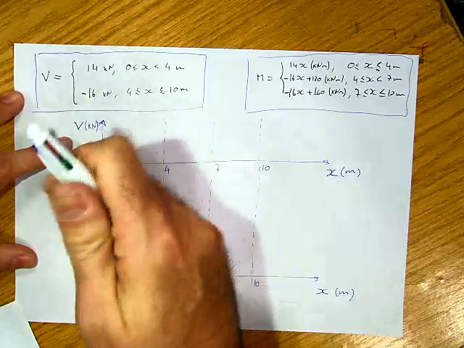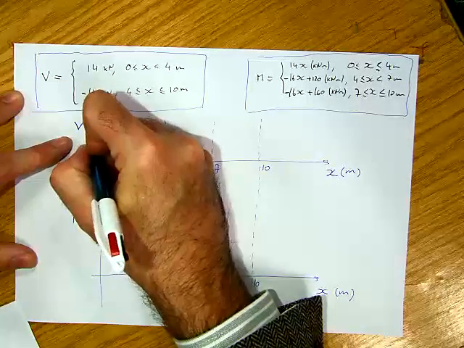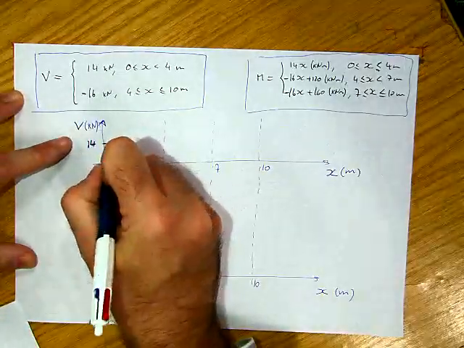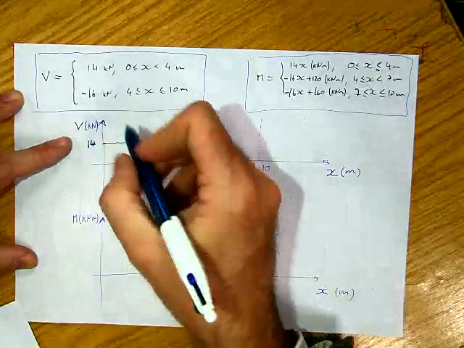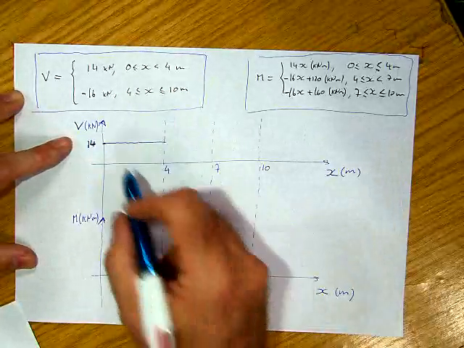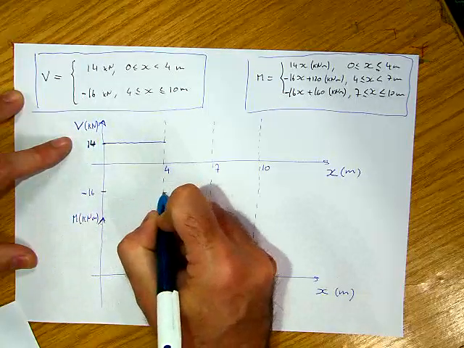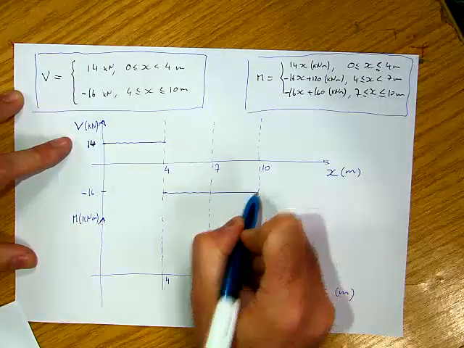I'm going to use blue here. This is 14. I will always use the same color here, though I don't need to use colors. So 14 from 0 to 4. It's always positive, like this. And then from 4 to 10 it is negative, and it's minus 16. So it's going to be like this.